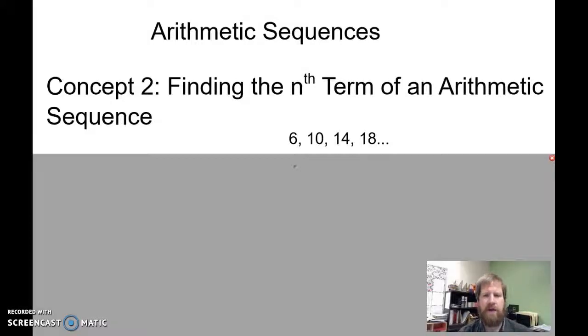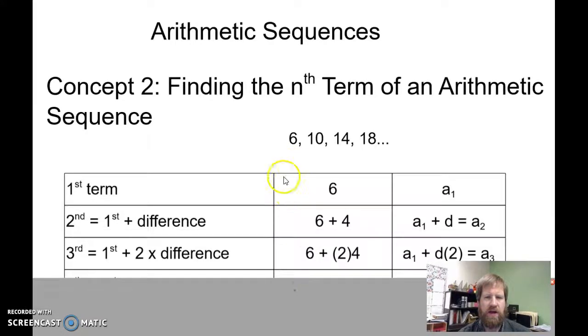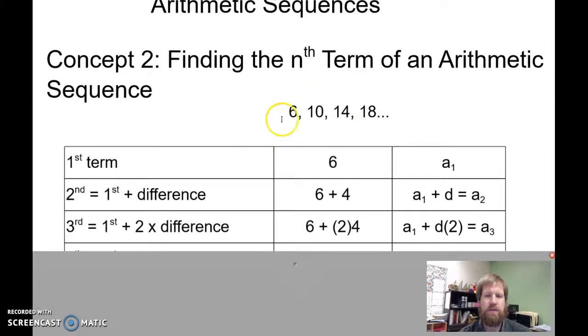Concept 2, finding the nth term of an arithmetic sequence. So if I am looking at my arithmetic sequence here, my first job is to find my common difference. So 6 to 10, that's going to be 4. 10 to 14, another 4. And 14 to 18 is another 4. So it looks like this is an arithmetic sequence, and 4 is my common difference.